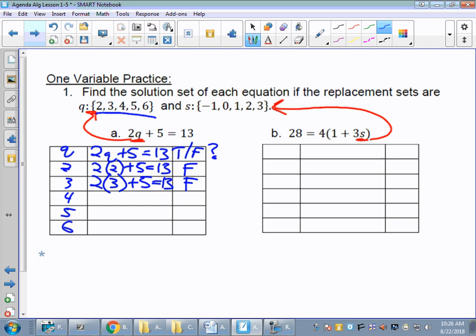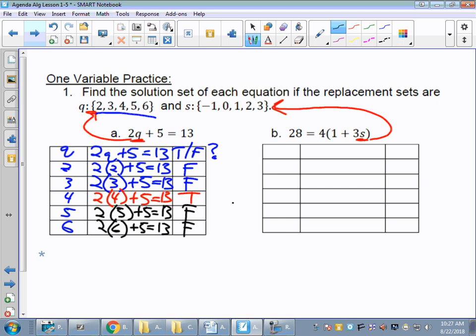Let's look at number 4. We plug in 4: 2 times 4 plus 5 equals 13. Let's do that math. 2 times 4 is 8, plus 5 is 13. So that one happens to be our true statement. And the next two, just do them along with me. I know you probably understand what's going on here, but 2 times 5 plus 5 is going to be false. And 2 times 6 plus 5 is also not going to equal 13, so that's going to be false.